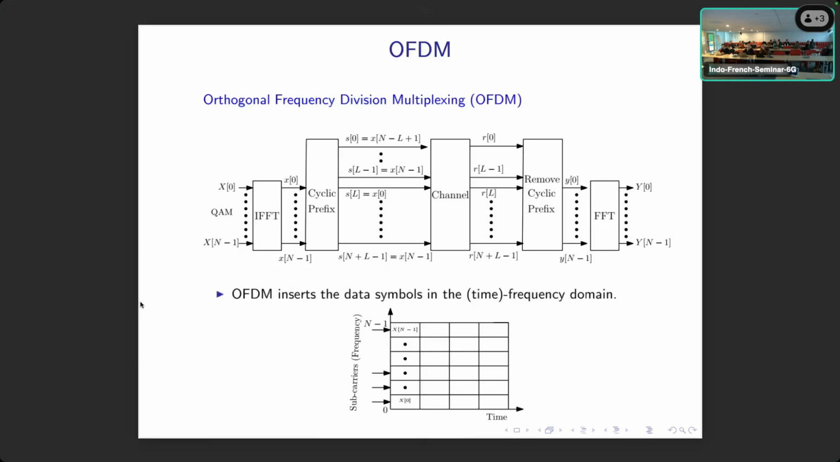Let me quickly explain what OFDM is. We put the information in the frequency domain. We move to the time domain by performing IFFT. We put the cyclic prefix, and this is the operation. In this diagram, you have subcarriers here. This is one particular OFDM symbol, and that is another OFDM symbol. So we can say that OFDM operates in the time frequency domain.